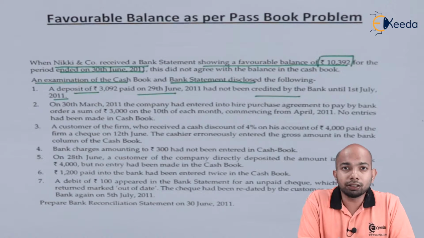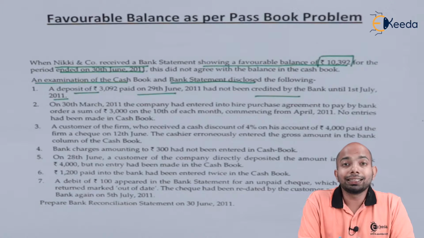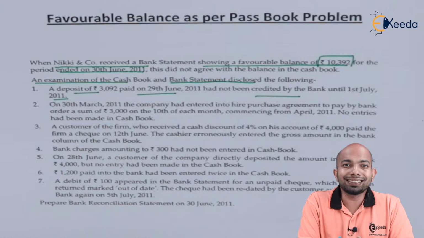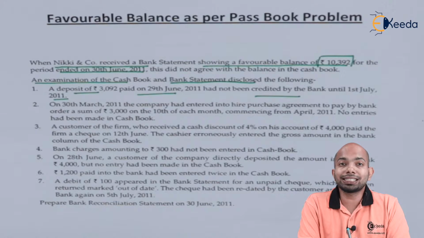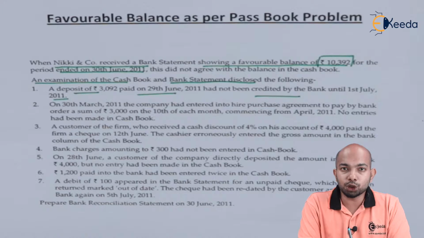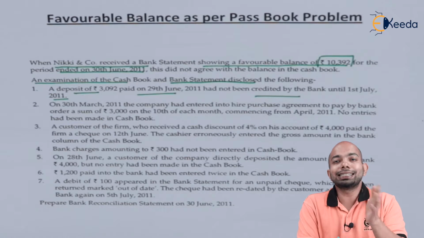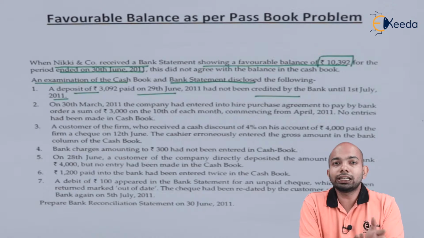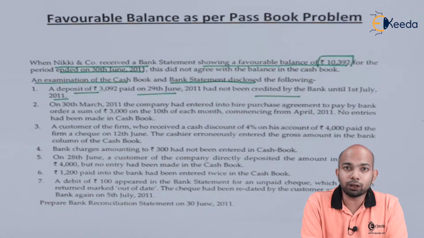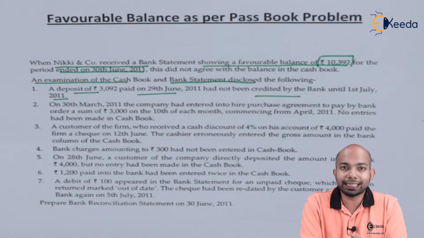The first transaction that refers to the difference is there has been a deposit of rupees 3,092 into the cash book, that means into the bank account. However, the credit was seen only on 2nd of July 2011. So this didn't get credited by the end of 30th of June 2011 and it got credited only after 30th of June, which is 2nd of July. So this is the first transaction mentioned here. Let's figure out the second transaction.